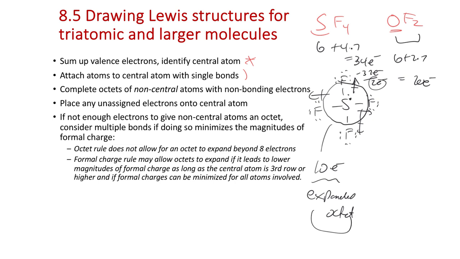Now, this expanded octet can only happen for 3rd row plus atoms. Just to give you an idea, if you see an expanded octet for a 2nd row atom, something's gone wrong. So we can only expand the octet of 3rd row and bigger atoms. This is kind of a consequence of us needing a larger atom. An atom that's relatively small is going to find it hard to pack more electrons around the central atom, even if we have really electronegative atoms pulling away.